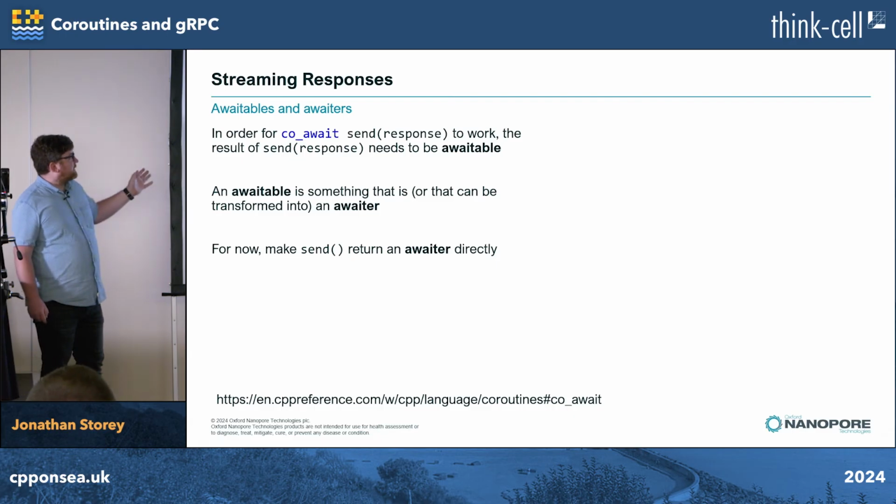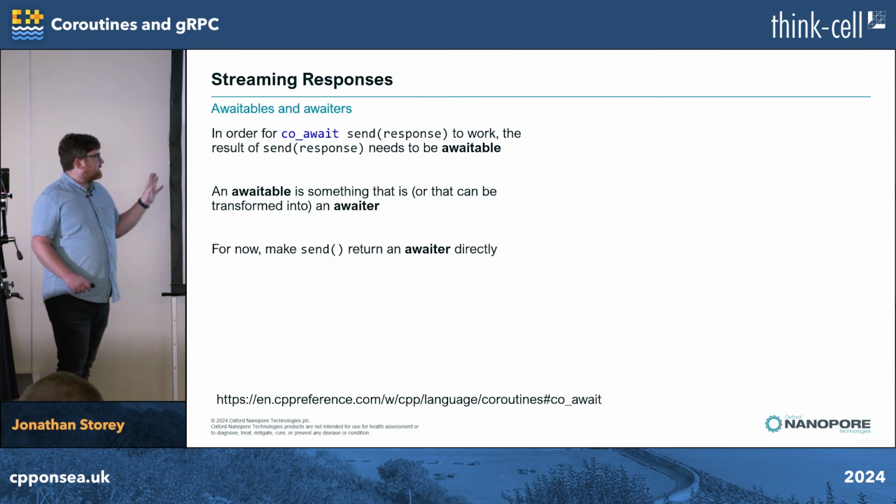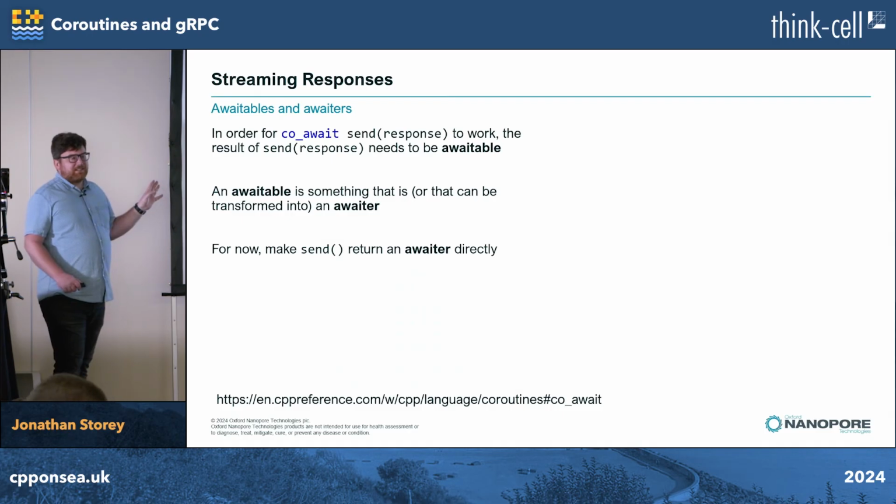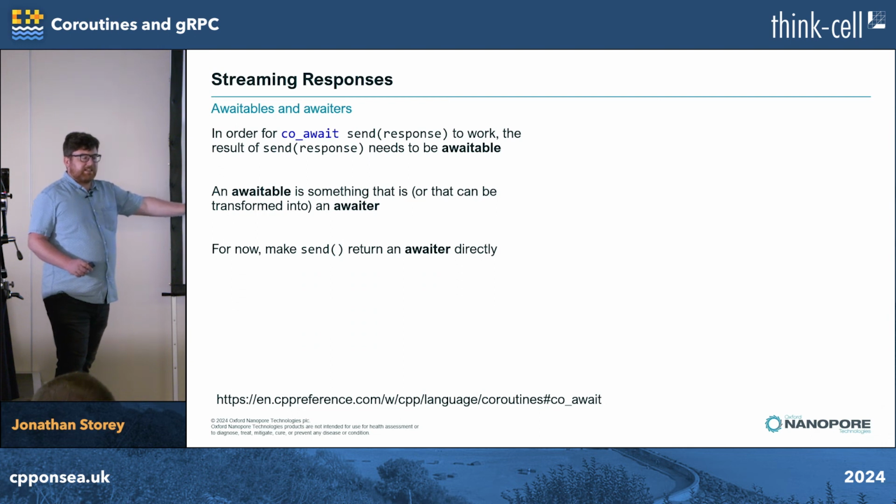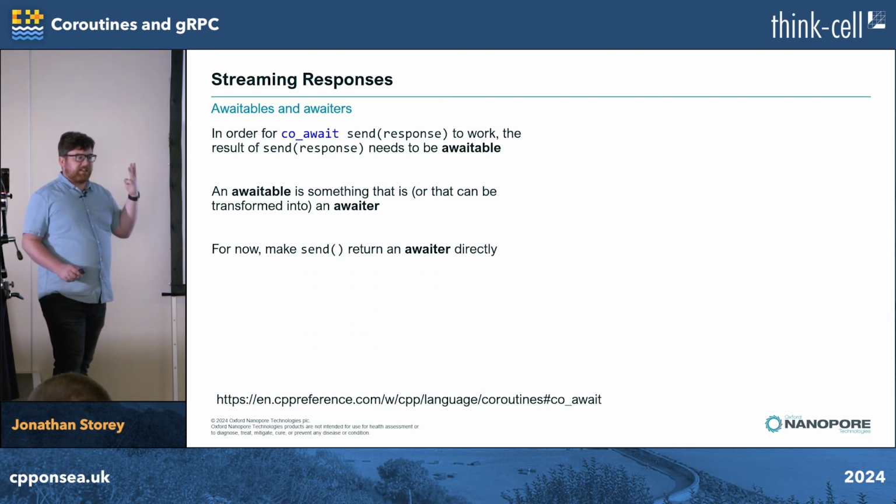I'm going to talk about awaiters and awaitables. So in order for co-await send to work, the result of this call needs to be an awaitable. I'm not going to go into the jargon too much. An awaitable is something that is or that can be transformed into an awaiter. It's complicated. I'm going to ignore that and make send return an awaiter directly. And an awaiter just has to implement 3 member functions.